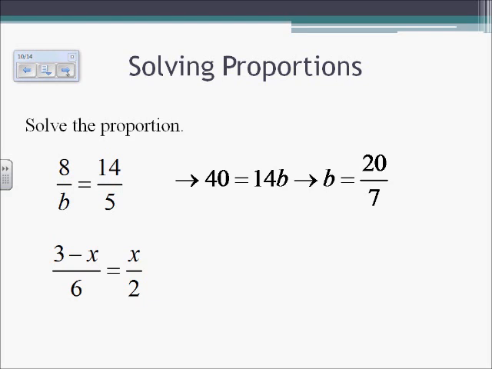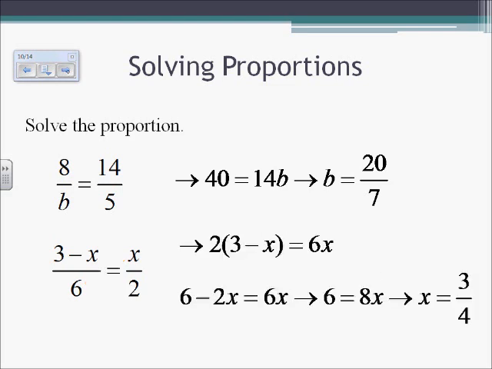On the bottom, we have cross multiplying happening here. And we have 2 variables now in the proportion. So we will have 6 times x, which is 6x, is equal to 2 times 3 minus x. We distribute on the right, which gives us 6 minus 2x is equal to 6x. Add 2x on both sides, 6 is equal to 8x. And then divide by 8 on both sides, and we have x is equal to 3/4. Again, a complete review from algebra here.